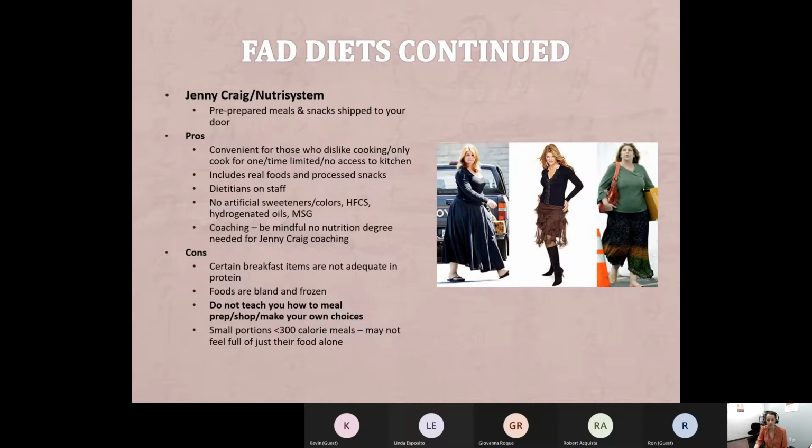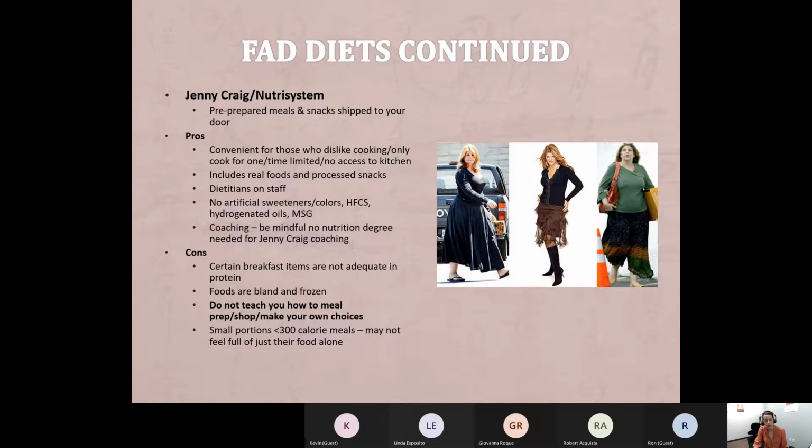The last one that's very common is like Nutrisystem or Jenny Craig, where your foods are delivered to you, and they're pre-prepared meals and snacks shipped to your door. So the pros is definitely they're convenient for people who dislike cooking, or they only cook for one person, or don't have time or access to a kitchen. And they also have dietitians on staff apparently.